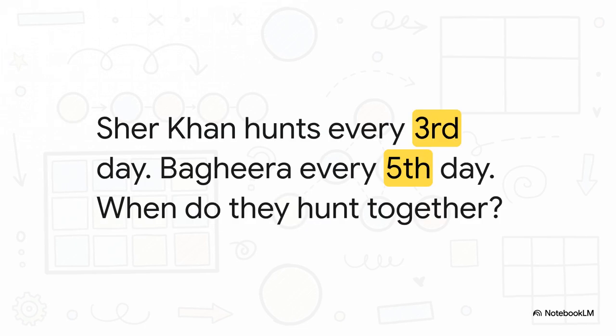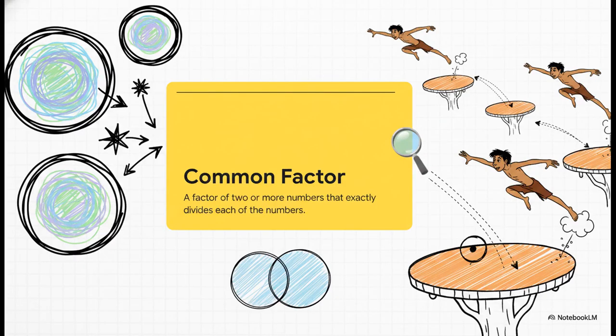But listen, math isn't just for visiting friends. Out here, it's for survival. We can actually predict danger on the trail. If Shere Khan the tiger hunts every 3rd day and Bagheera the panther hunts every 5th day, and they start on the exact same day, finding their common multiple tells us exactly which days they hunt together. By looking for the common multiples of 3 and 5, like 15, we know exactly which days the jungle is twice as dangerous.